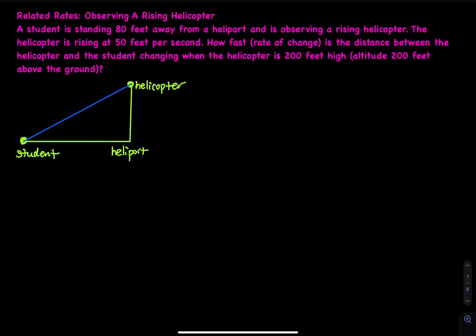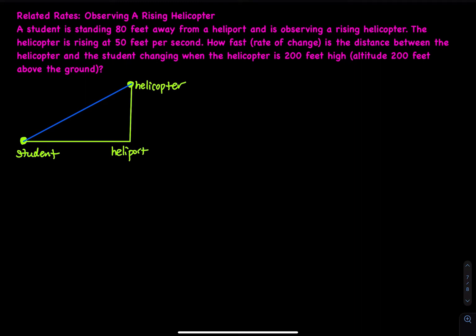This related rate problem is about observing a rising helicopter. A student is standing 80 feet away from a heliport and is observing a rising helicopter. The helicopter is rising at 50 feet per second. How fast, sometimes they use the word rate of change, is the distance between the helicopter and the student changing when the helicopter is 200 feet high? Sometimes they use altitude, 200 feet above the ground.